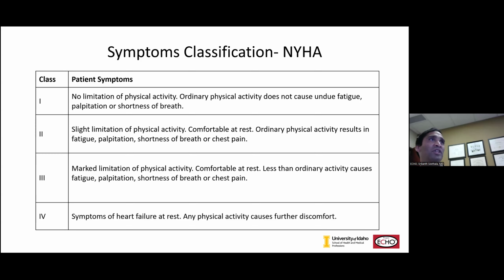Class 1 means no physical limitation with ordinary activity. More than usual activity can cause fatigue. Class 2 means they have slight limitation of physical activity. Class 3 means marked limitation of physical activity. And class 4, symptoms of heart failure at rest. Any physical activity causes discomfort. Next slide, please.